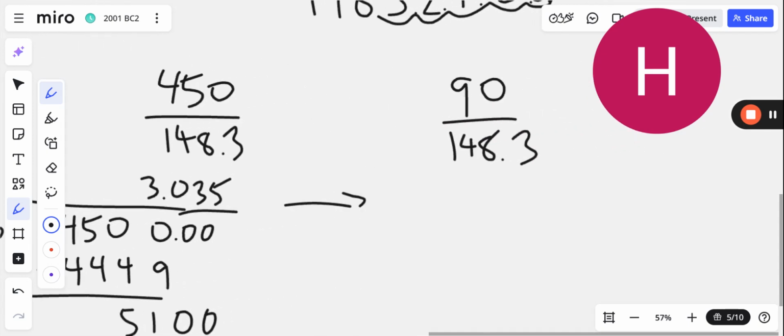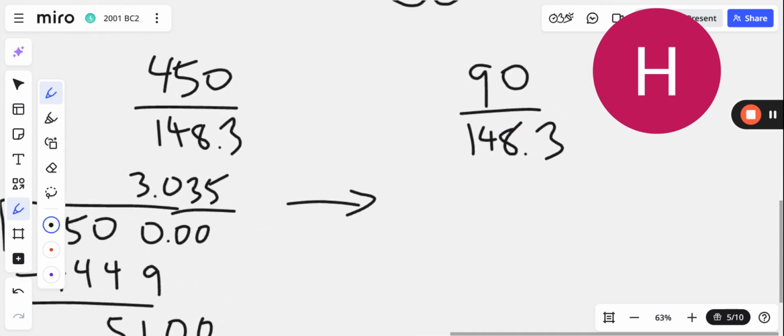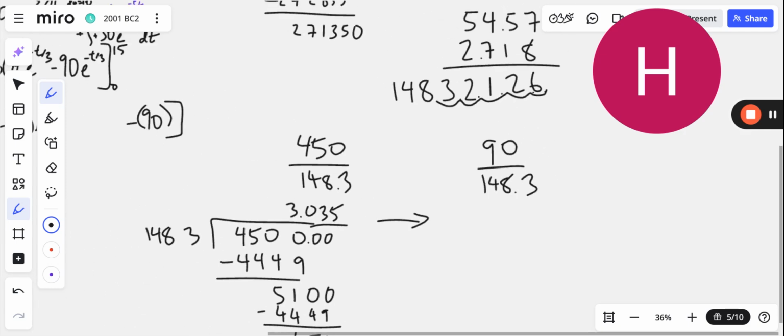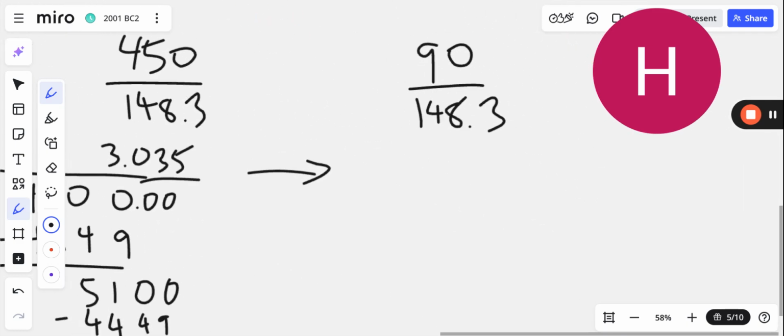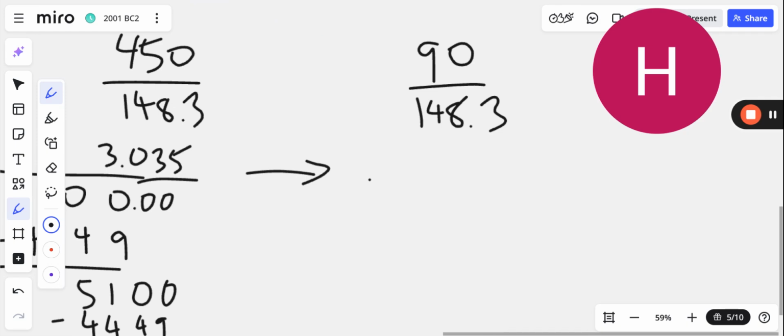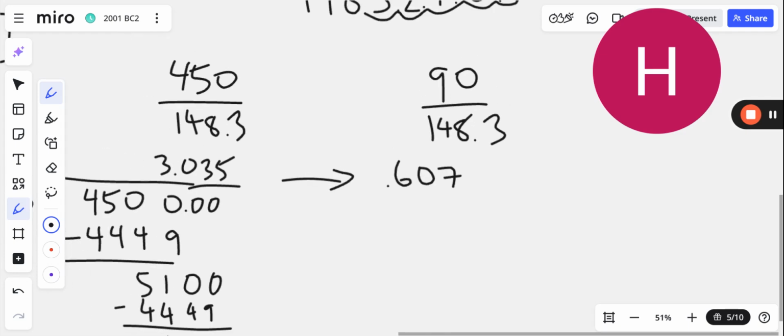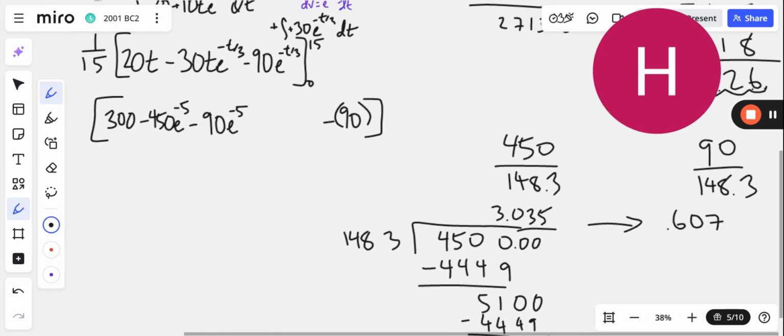And then if we want to take 90 over 148.3, just divide this by 5. You get the same thing. It's curious that it's divided by 5 rather than... Oh, because I multiplied 30 times 15. Got it. So that would just be 0.607. All right, so we can try to plug those in. We have 300 minus 1... Oops.